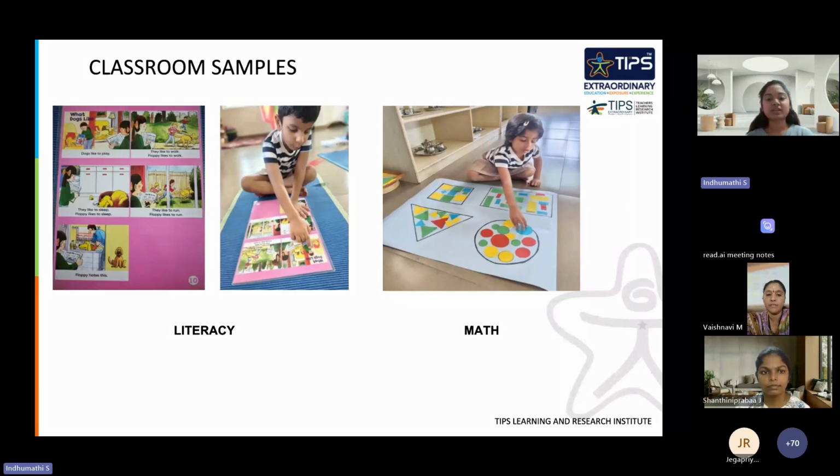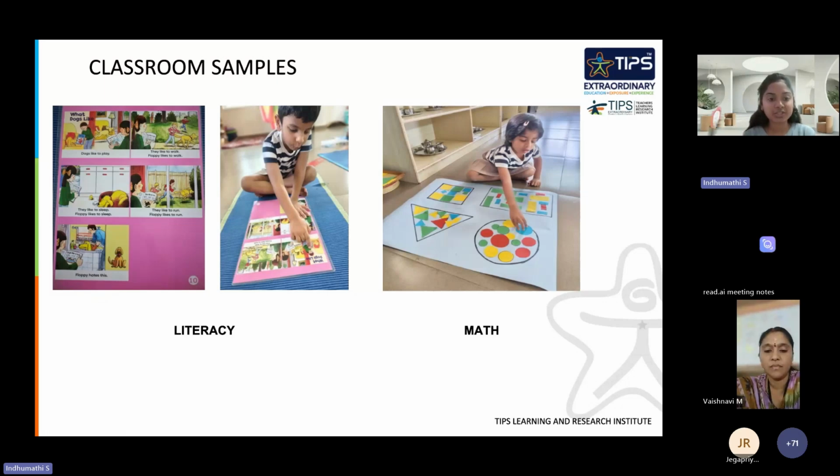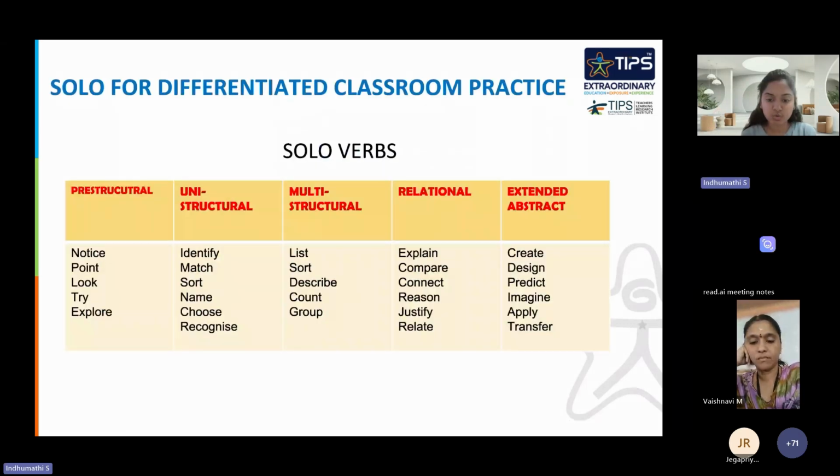Okay. Now I think we are clear with the different solo levels and able to identify which level of thinking the children belong to. Now, how do we make this visible? Because we cannot see the thinking directly, but we can see it through the actions, language, and the responses. So how do we understand it? For this we can use the solo verbs. Solo verbs help us name those actions clearly. So now let us look at this table.